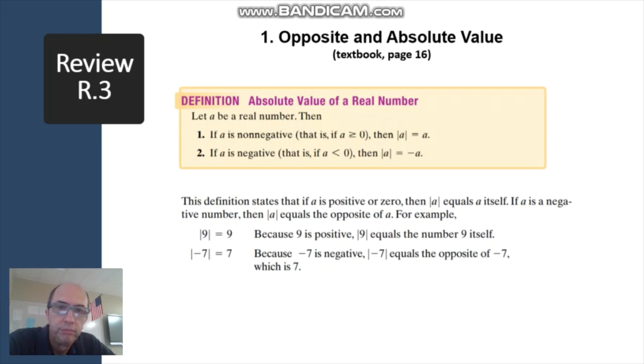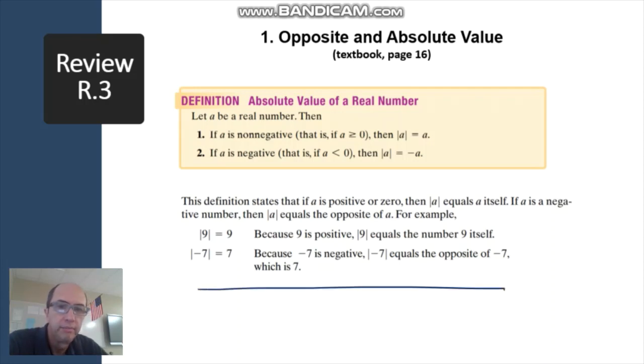Another definition, absolute value. Again, it's a simple definition, but very important. If A is non-negative, that means it is 0 or positive, then the absolute value of A equals the same number, A. But if A is negative, that means if A is less than 0, then the absolute value of A is its opposite.